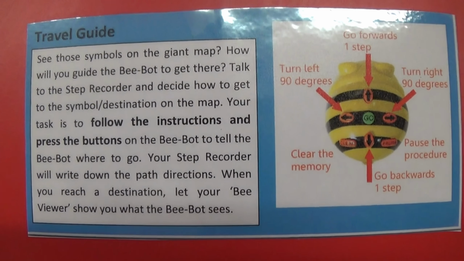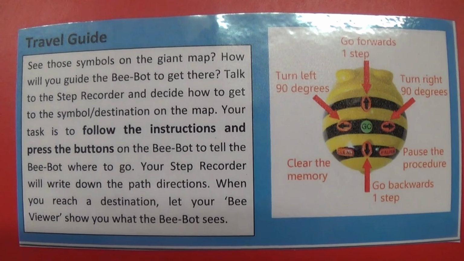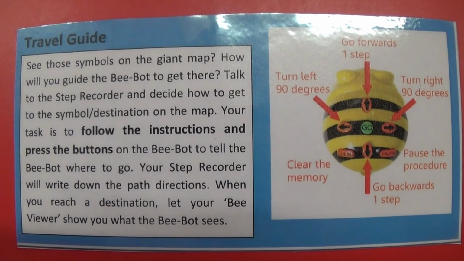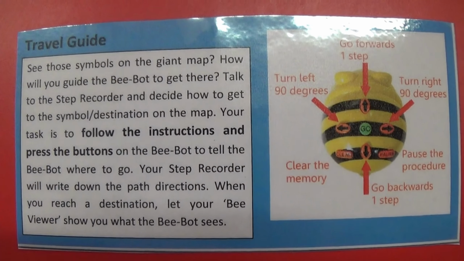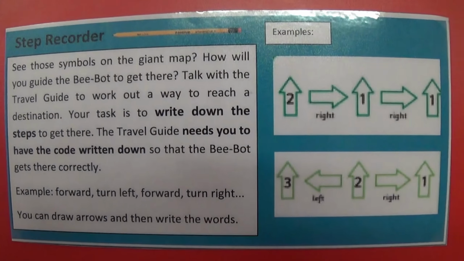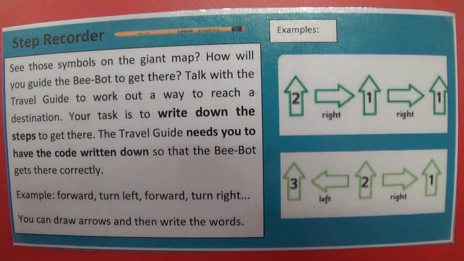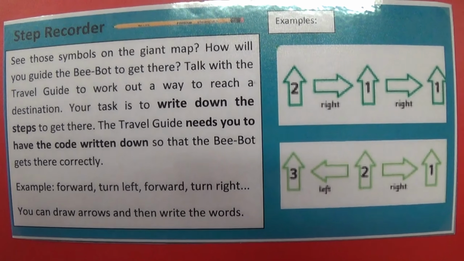Each group will have a travel guide or programmer who will be responsible for pressing the buttons on the Bebot in order to give it directions to arrive at a destination. Lastly, each group will have a step recorder who will be responsible to write down all the steps to get to a destination. The step recorder needs to ensure clear communication between all members of the group.